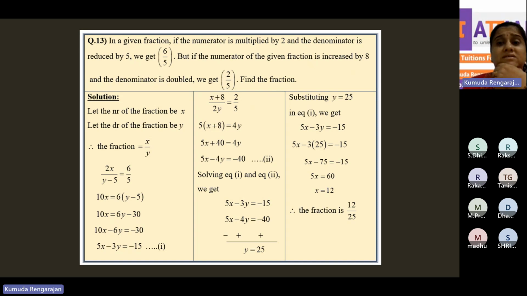Make a note of the second equation: 5x minus 4y is equal to minus 40. That's the second equation. 5x minus 4y is equal to minus 40. And the fraction is 12 by 25.